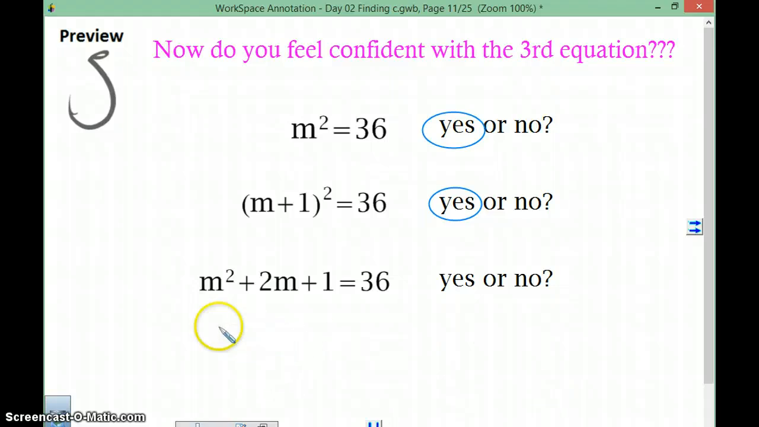Okay, how do you feel about solving this equation now? Do you recognize that this is a perfect square trinomial? This is m plus 1 squared. Same thing as this. So hopefully now you feel, yes, you can solve that.